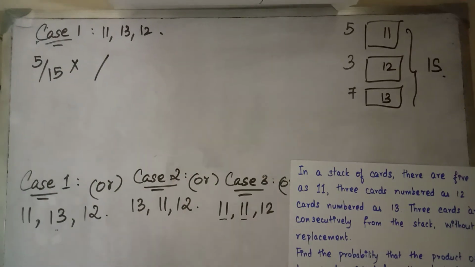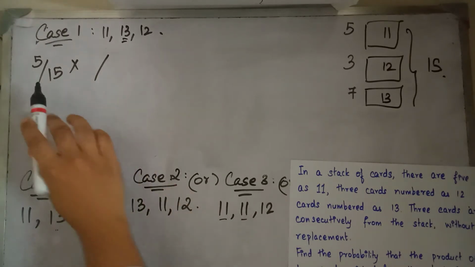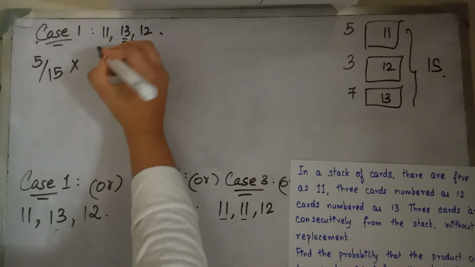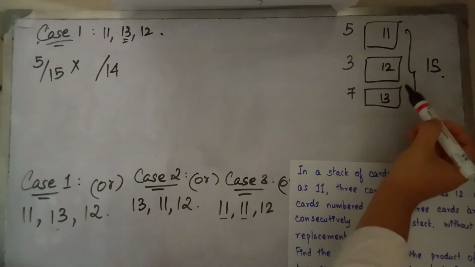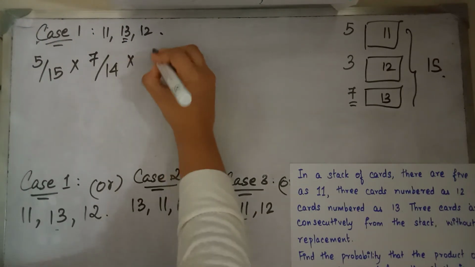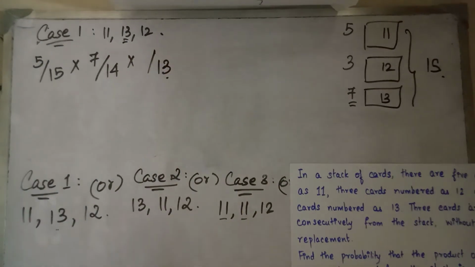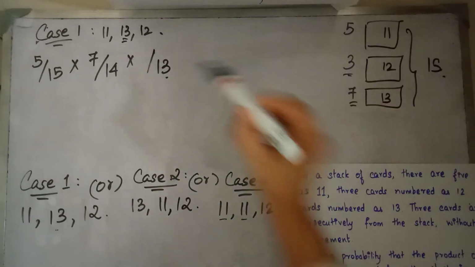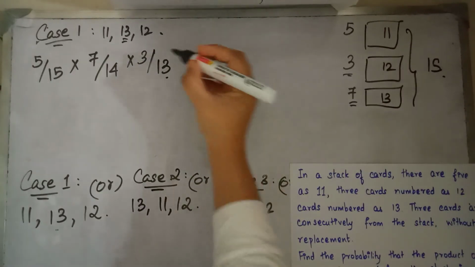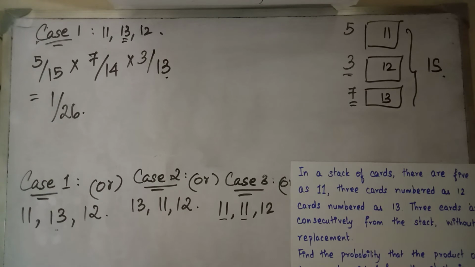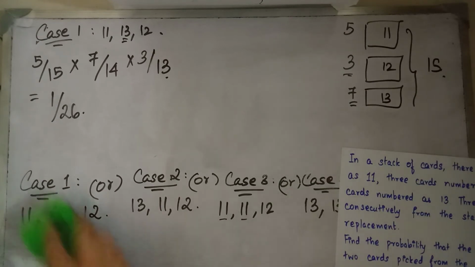The next card which I'll pick is 13, and what is the total number of cards? It is picked without any replacement, so the total would be 14. So this would be, there are 7 13 cards, so 7, and then 12, the total decreases again, so it's 13, and the probability of me getting 12 will be 3 by 13. So this will give me 1 by 26. Okay, so now I've gotten case 1.